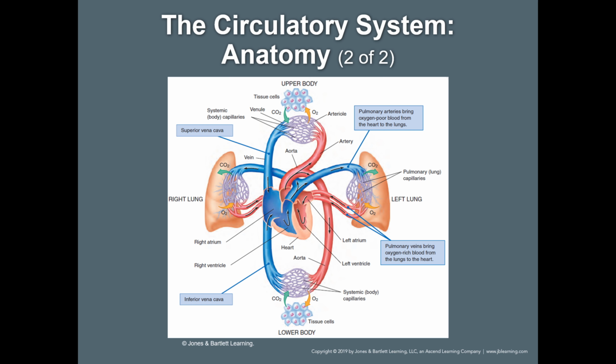Here we have the circulatory system. If you didn't get this before, you're going to have a hard time, because you have got to know how these work. Blood comes in from the superior vena cava and the inferior vena cava. Your head and upper extremities drain down through the superior vena cava, and everything from the lower extremities up comes in through your inferior vena cava.